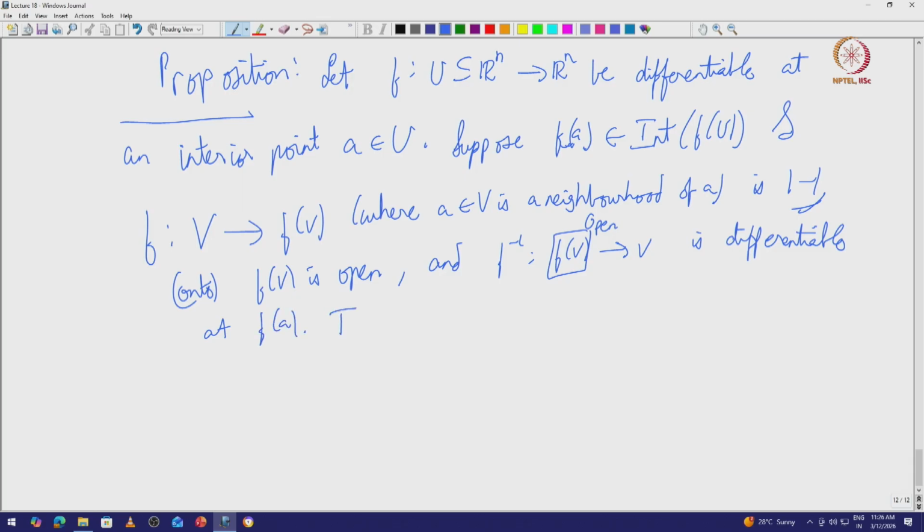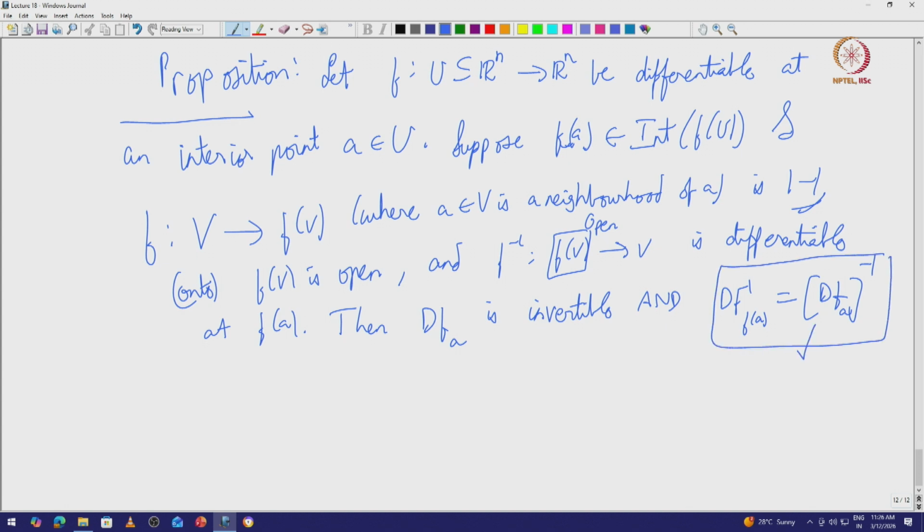Then df A is invertible, and we have a formula for the derivative of the inverse at the point f of A. Okay, it's the derivative of f at A inverse. Okay, when I say inverse, I mean matrix inverse.